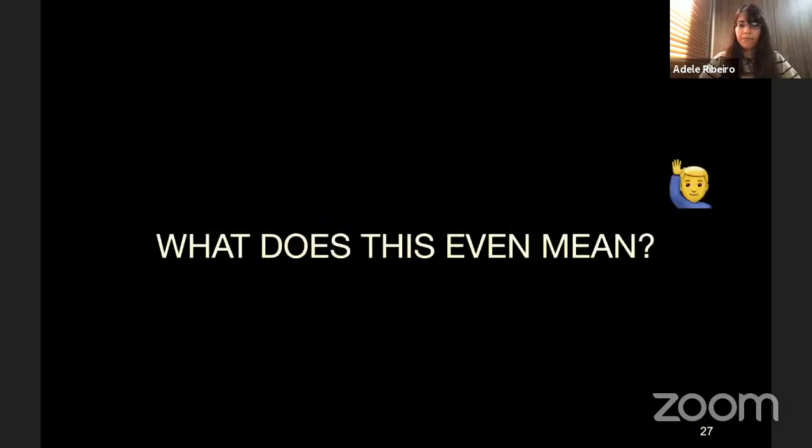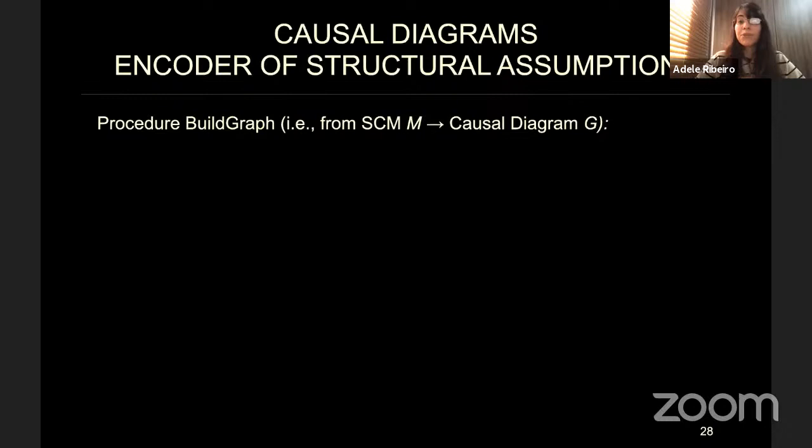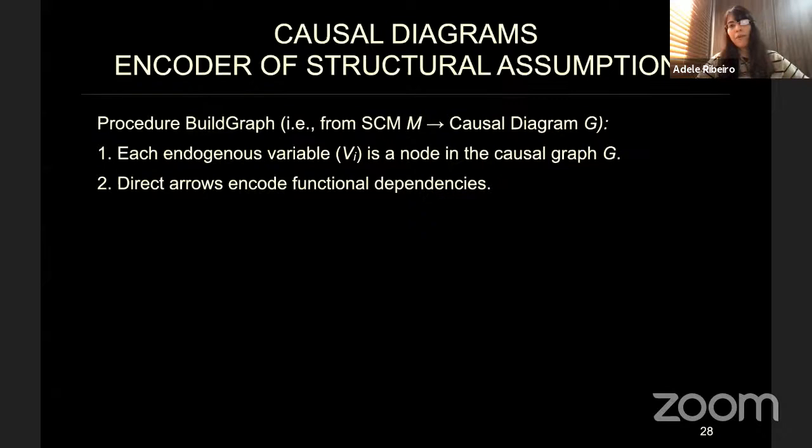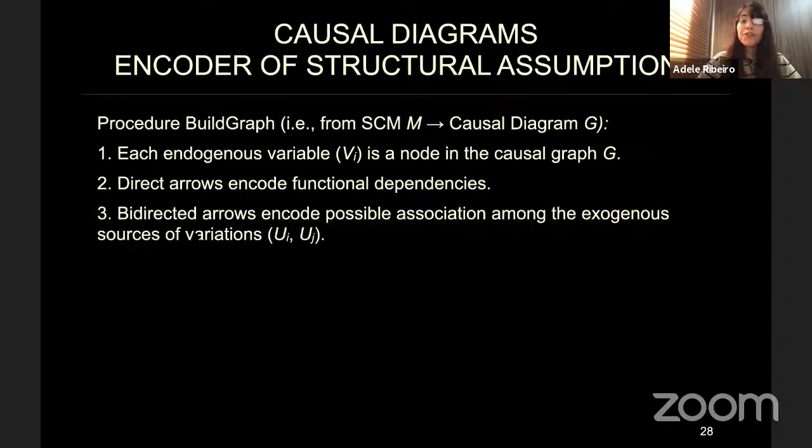So what is the causal diagram? Let's see the causal diagram as the encoder of the structural assumptions. There is a procedure to build the graph, which I mentioned a little bit before. We have this SEM, M, and the SEM implies the causal diagram. For every endogenous variable, we will have a node in the graph. Also, we will have a directed arrow encoding the functional dependencies. As I said before, we have an arrow from the argument to the variable. And we also have bidirected arrows. These bidirected arrows encode possible associations among the exogenous sources of variation.